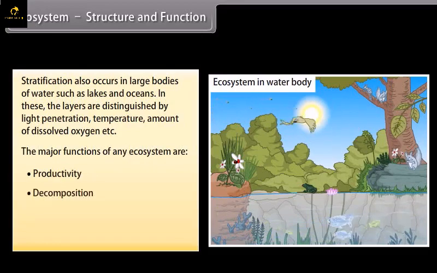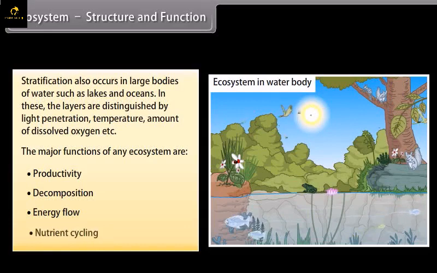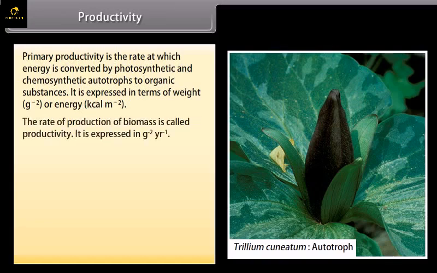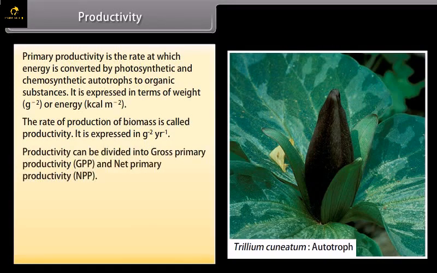The major functions of an ecosystem are productivity, decomposition, energy flow, nutrient cycle. Productivity. Primary productivity is the rate at which energy is converted by photosynthetic and chemosynthetic autotrophs to organic substances. It is expressed in terms of weight per gram square or energy kilocalorie per meter square. The rate of production of biomass is called productivity. It is expressed in per gram square per year.